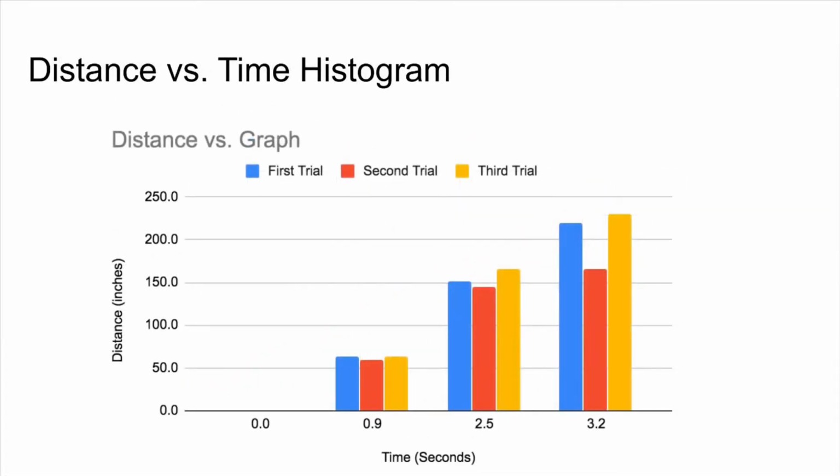This next graph shows the same thing, a distance versus time graph, but instead it's a histogram. We can see the same thing, that the first and third trial accelerate more throughout the whole pass, but the second trial tends to be more slow. I decided to only focus on the third trial because that felt the most accurate to me.